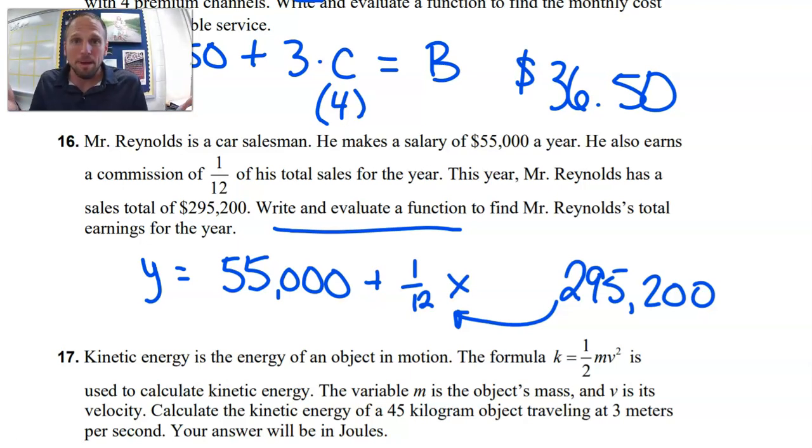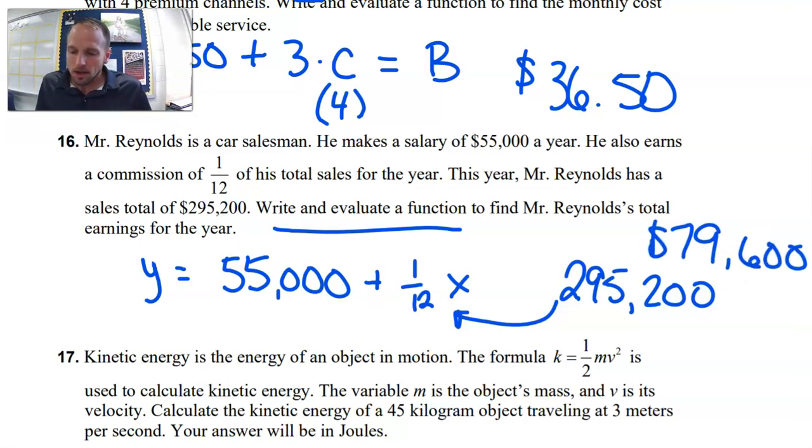Okay, so I'm back now. Let's see what this is. So we've got 55,000 plus 1/12 times 295,200. Okay, and that's going to be, his total earnings for the year are going to be $79,600.